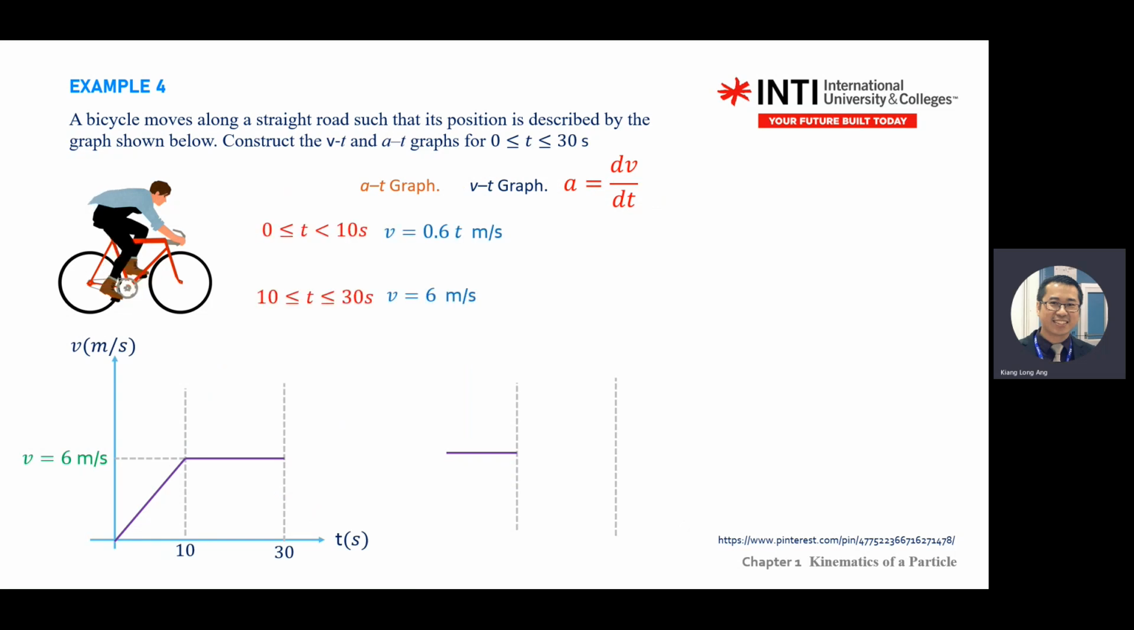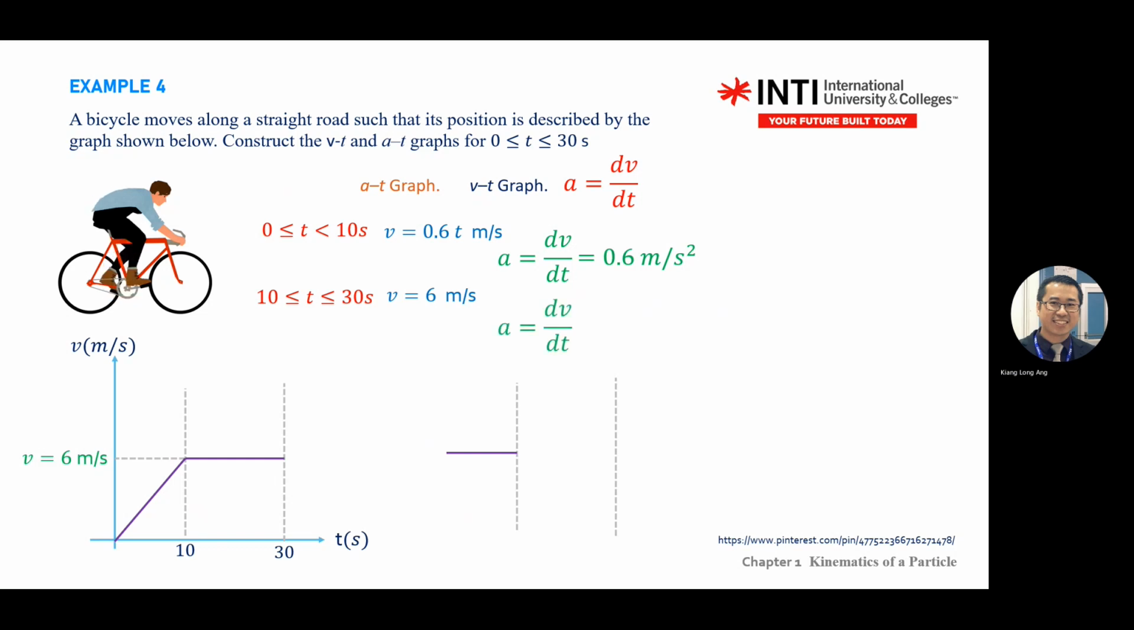So AT, repeat the same process. You break into 2 time slots, 0 to 10, 10 to 30. Copy the equations, V equal to 0.6T and V equal to 6. This is the graph that you plotted just now. So the next step is to draw the axes, A versus T. But you want to find AT, right? A equal to dv/dt.